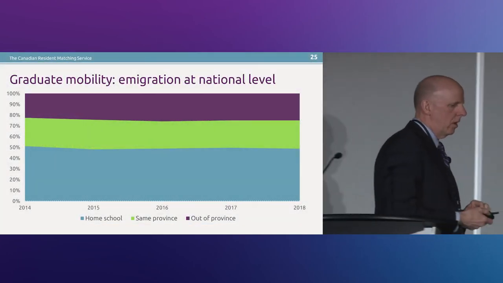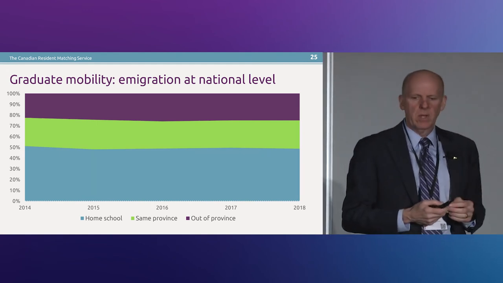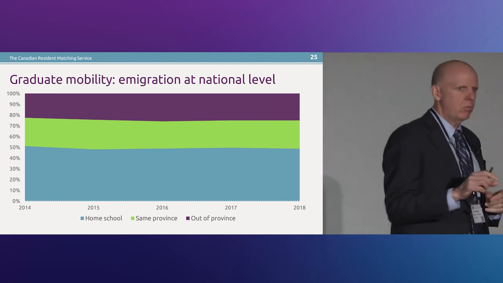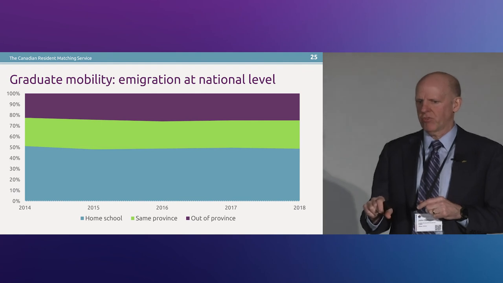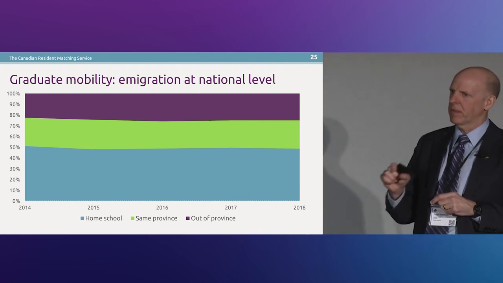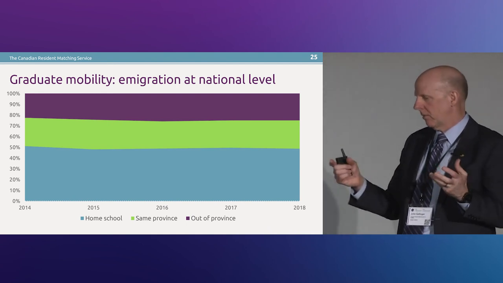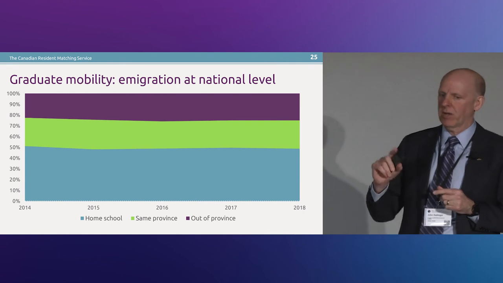This is a view of the mobility of Canadian medical graduates over the years. The blue are those who match to their school of medical graduation. Green are those who stay in the province of their graduating medical school, and the burgundy are those who move out of province.